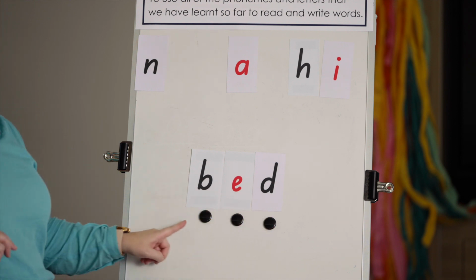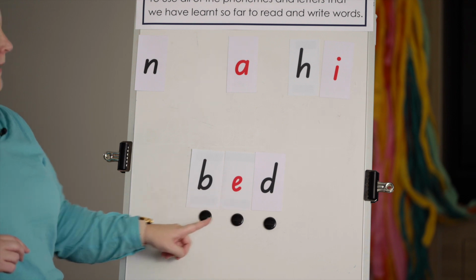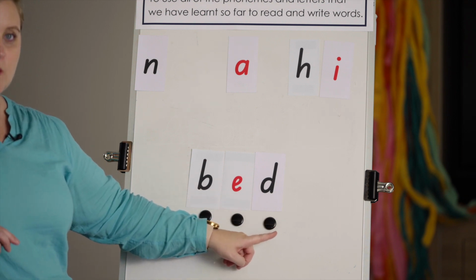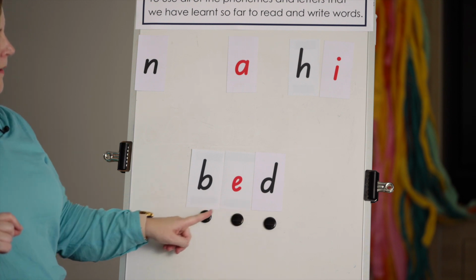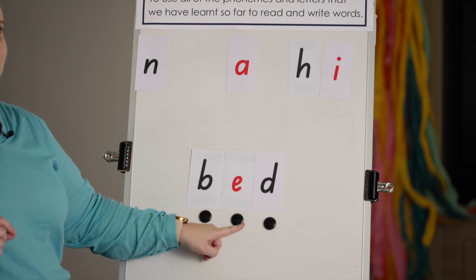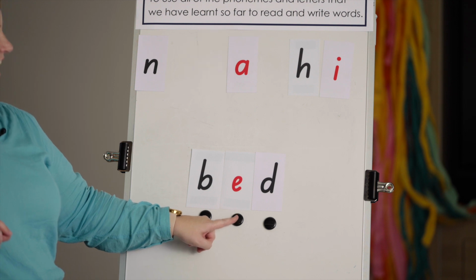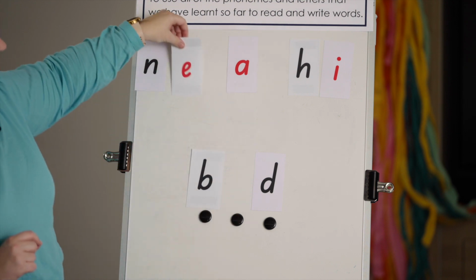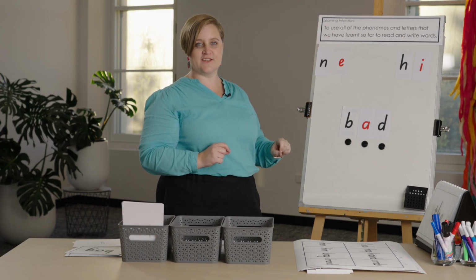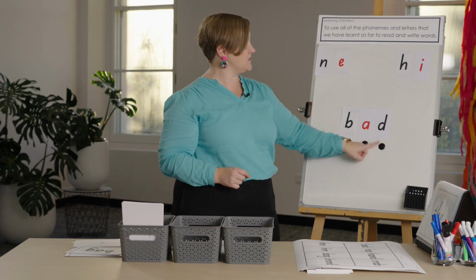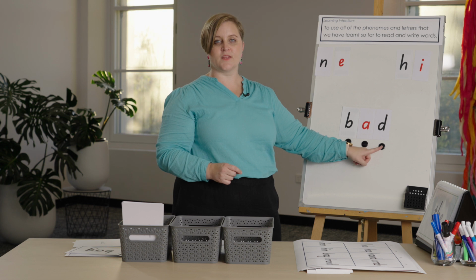If this says bed, make it say bad. What do we need to swap out? Remember, one swap. Bed to bad. What sound did you hear in the middle? That's right. Swap out e and put in a. Let's read that word. Bad, bad.